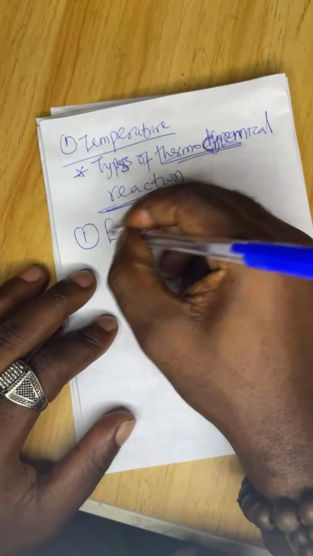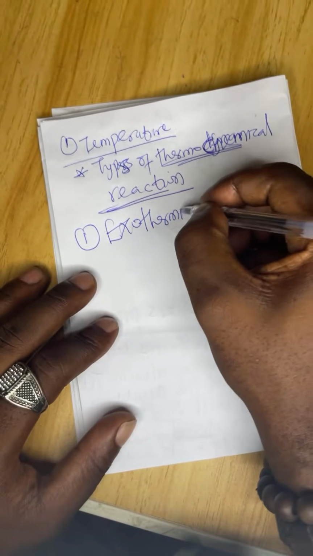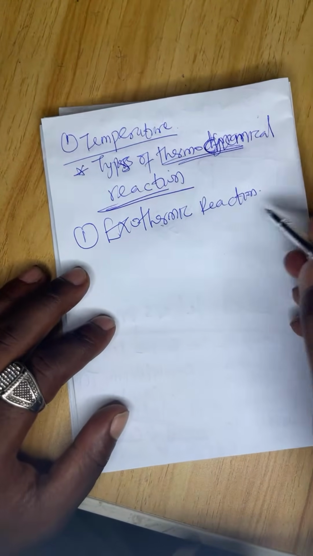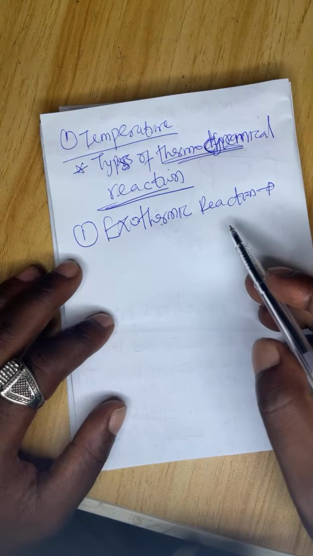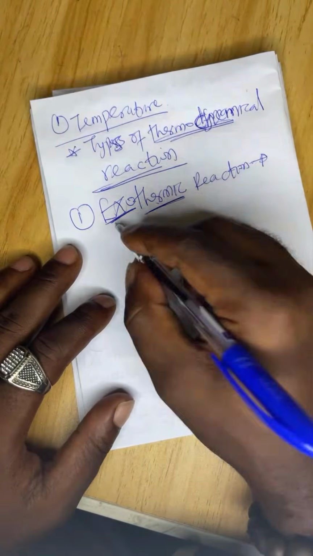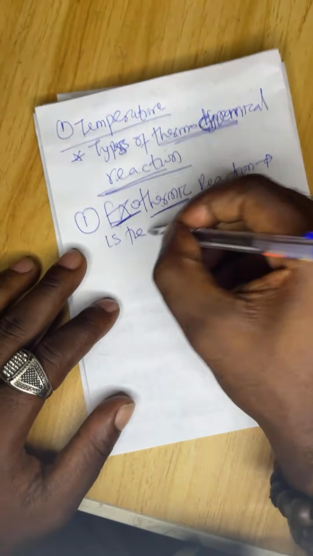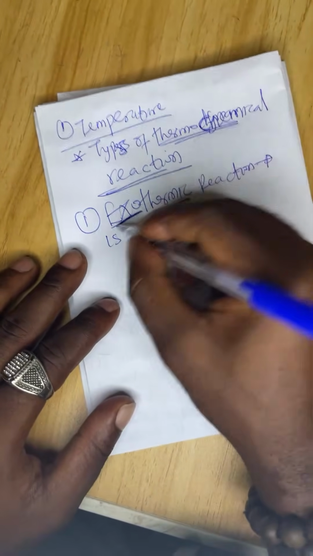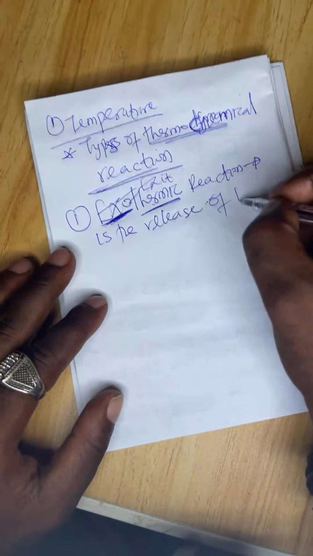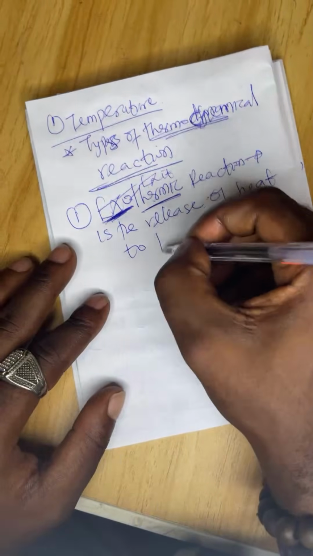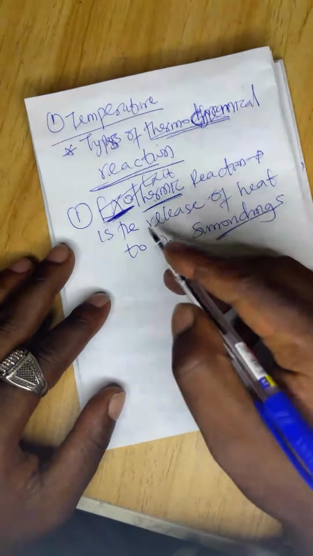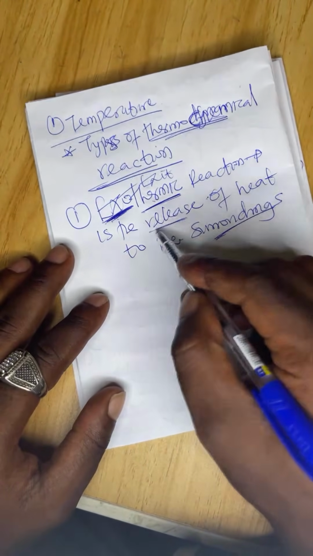Number one, exothermic reaction. The word exo here means exit. So exothermic reaction is the release, just like exit, so that you don't forget, exit of heat to the surroundings. Just like the word exit, release.